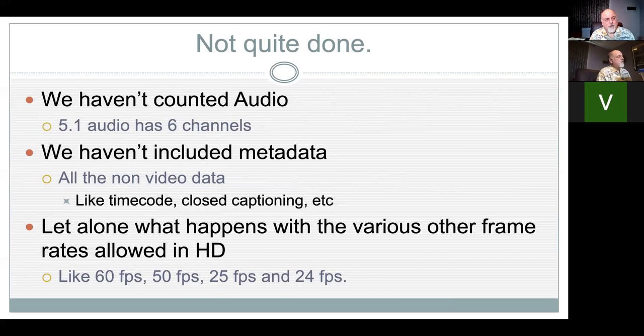The reason that we don't worry too much about the other things is because the numbers are so small. Audio bandwidth is something in the neighborhood of 100K, 50K. So when you're talking megabits versus a couple of thousand extra bits for audio, no big deal. Same with the metadata like time code and closed captioning, right? That's not really significant.